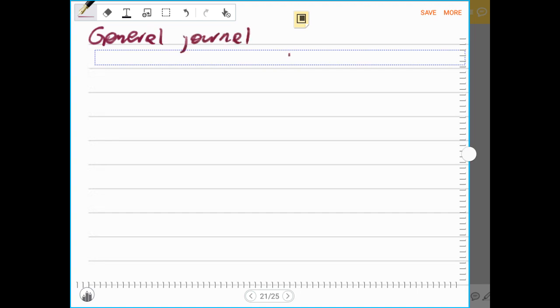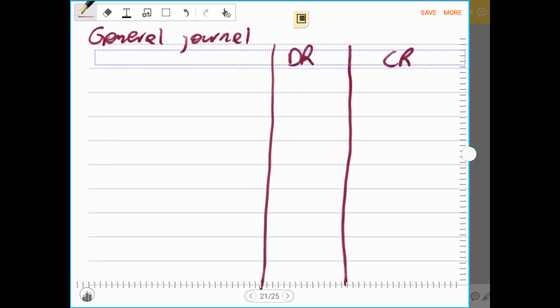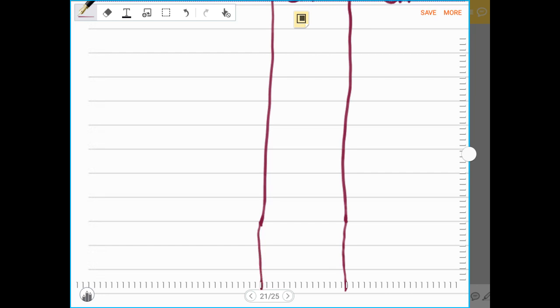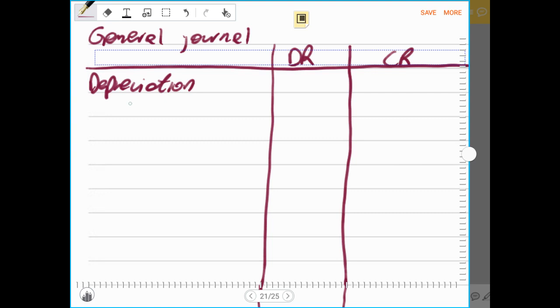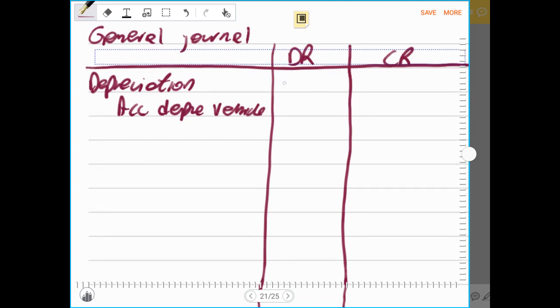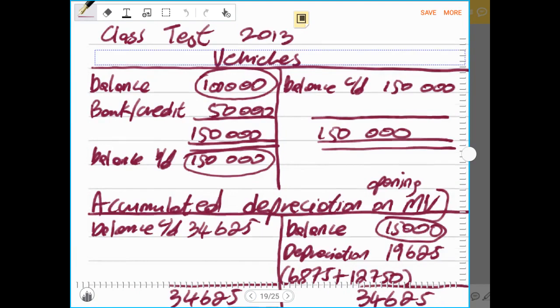And I know that general journal always has a debit side and a credit side. Preferably you can just draw a line in between, not necessary. So now we have to start with the depreciation for all the vehicles that we had. So now we record depreciation for the first vehicle, and the contra entry will be accumulated depreciation for vehicles, and we calculated that to be 12,750 rands, and that will again be 12,750 rands.